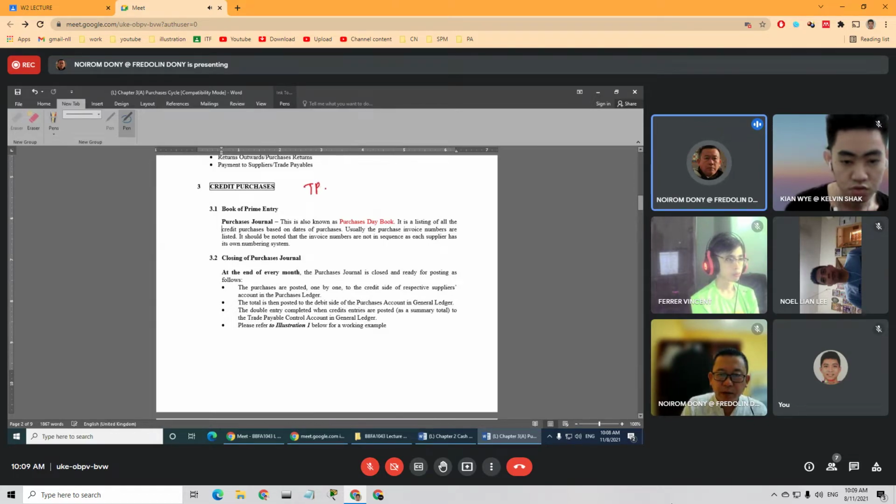So trade payable account is a liability, yeah? So meaning a credit item, yeah? So whenever the purchases are posted one by one to the credit side, it will be recorded on the credit side of this individual trade payable account. Let's say this is trade payable A. So it will be recorded on the credit side. Let's say we have credit purchases from A, 10,000. So it will be credited 10,000.